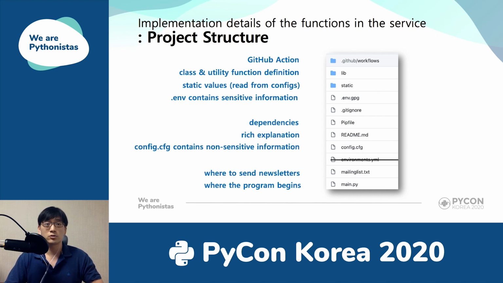Other than that, there are just two more interesting files, .env.gpg and config.cfg, which are responsible for sensitive and non-sensitive information respectively. Just for experimental and self-learning purposes, I have chosen python-dotenv and the standard configparser package for each file to insert and extract information from them. The remaining files are pretty much self-explanatory, so I don't think I need to give any further explanations about them.